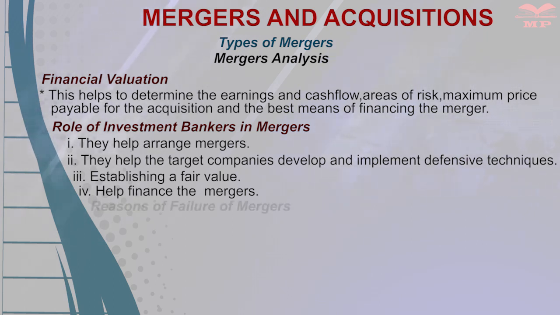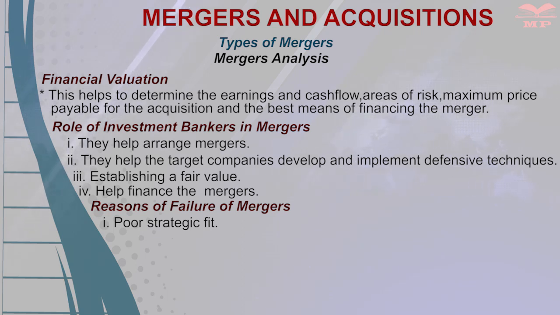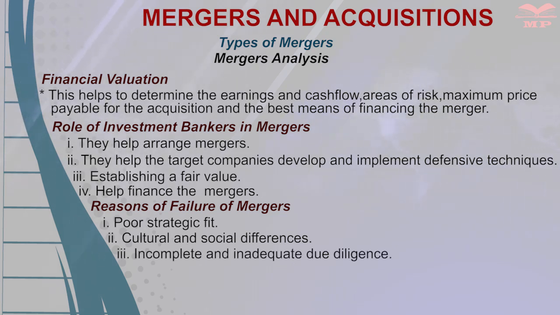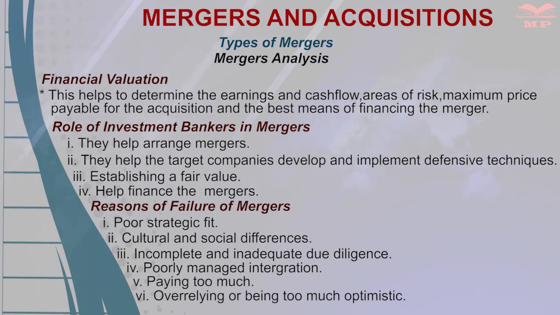However, there are reasons why mergers have failed in the past. What are the reasons of failure of mergers? One, poor strategic fit. Two, cultural and social differences. Three, incomplete and inadequate due diligence. Four, poorly managed integration. Five, paying too much. And six, over relying or being too much optimistic.